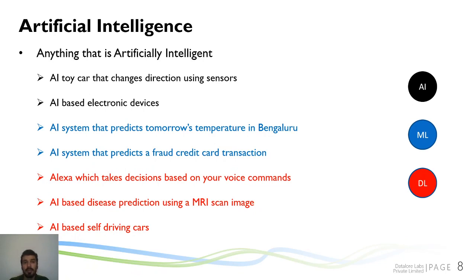Then comes another subset of machine learning called deep learning, where you'll be able to solve extremely complex problems using a special algorithm called neural networks. Basically you have something called deep neural networks.